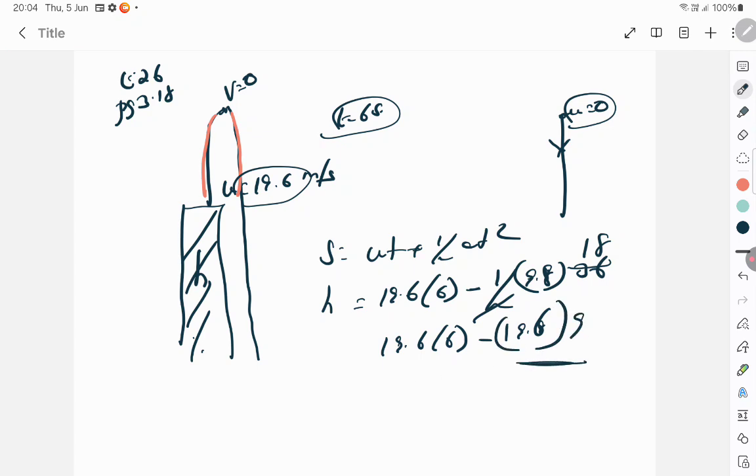Can you imagine? This is definitely greater than this, and so the height you're getting is negative. How will the height be negative? Height will not be negative, but the displacement can be negative. Correct?